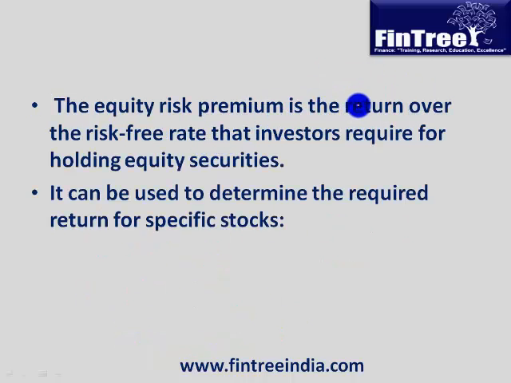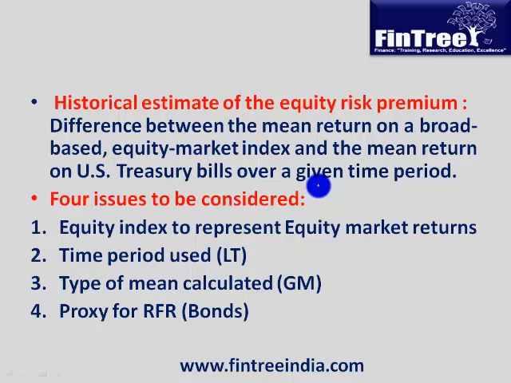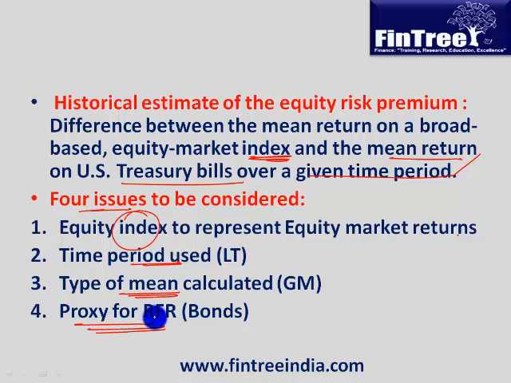So the equity risk premium is the return over the risk-free rate that investors require for holding equity securities. It can be used to determine the required return for specific stocks. So, historical estimates of equity risk premium: the difference between the mean return on a broad-based equity market index and the mean return on US Treasury bills over a given time period. So the equity index represents the equity market's return. So what four issues? Number one, index. Number two, time period. Number three, mean. And number four, proxy for RFR.